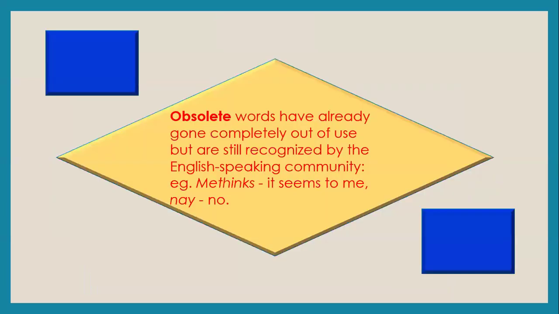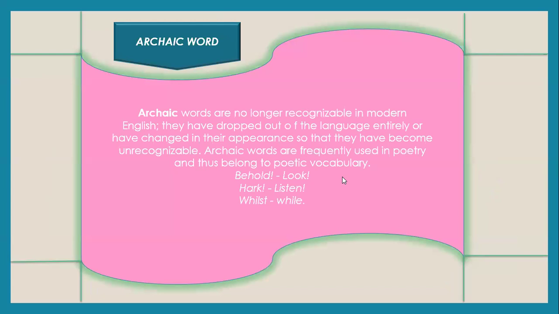Obsolete words have already gone completely out of use, but are still recognized by the English-speaking community. For example, methinks, meaning it seems to me, and nay, meaning no. Archaic words are no longer recognizable in modern English. They have dropped out of the language entirely, or changed in their appearance so that they have become unrecognizable. Archaic words are frequently used in poetry and thus belong to poetic vocabulary. For example, behold, meaning look, hearken, meaning listen, and wist, meaning what.